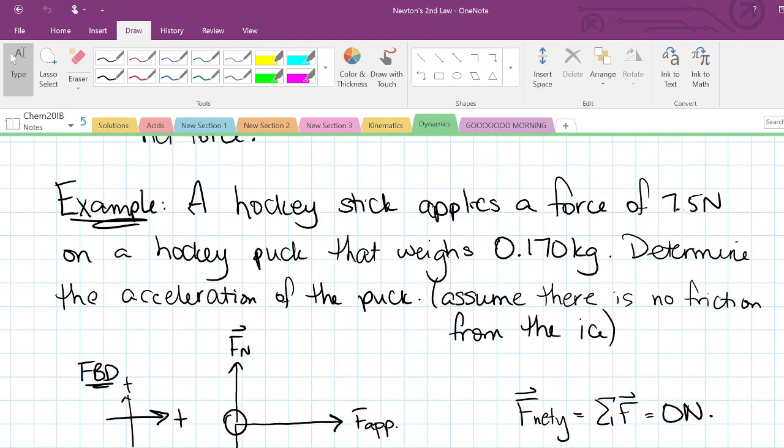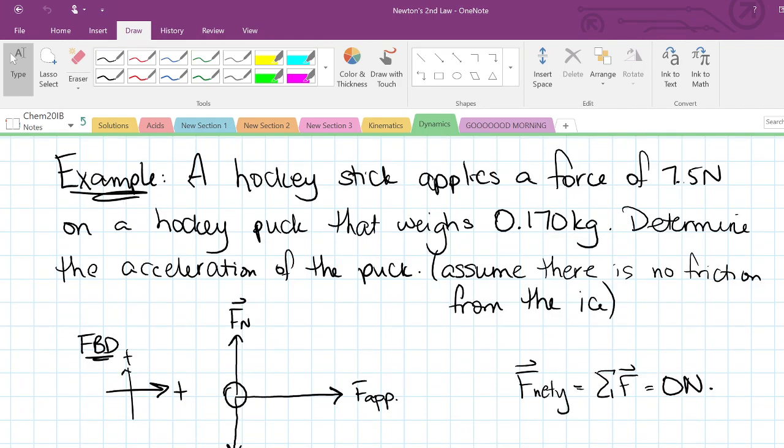So if we go to an example here with our hockey stick, the hockey stick applies a force, really it's the hockey player that applies a force of 7.5 newtons on a hockey puck that weighs 0.170 kilograms. We want to determine the acceleration of the puck, right? And we're going to assume that there's no friction from the ice. For all intents and purposes, there is a little bit of friction, but it's really quite minimal. So we're making the assumption that there's no friction here.